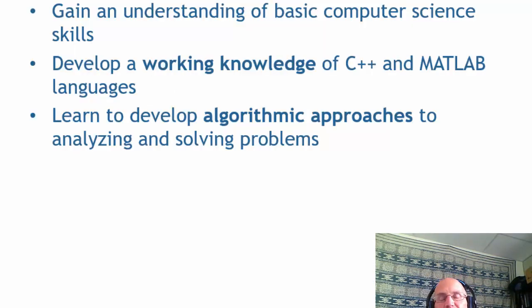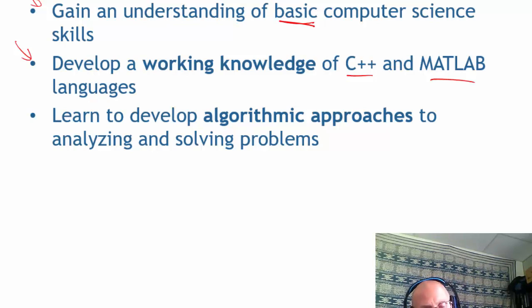So let me just move a little bit to talk about the course goals. There are 3 goals in ES201. One is just to gain a basic understanding of computer science. But again, it's just a basic one. We're not a real comprehensive programming class. We want to make sure you have a working knowledge of C++ and MATLAB. These are 2 programs that are used pretty commonly by engineers. They have different attributes, and so we're going to discuss both of them.